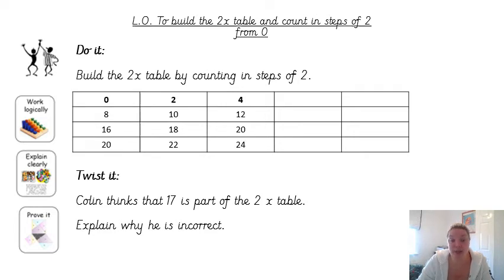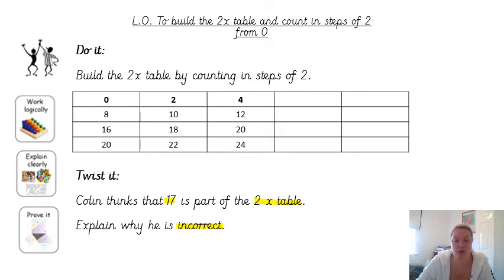Once you've done the do it, then you're going to do the twist it. Remember, the twist it is what is it not? So maybe Colin is making a mistake, which he quite often does, doesn't he? So Colin thinks that 17 is part of the 2 times table. Explain why he is incorrect. So Colin is wrong, we know that. Nearly every single day in the twist it he's wrong. But why is he wrong?